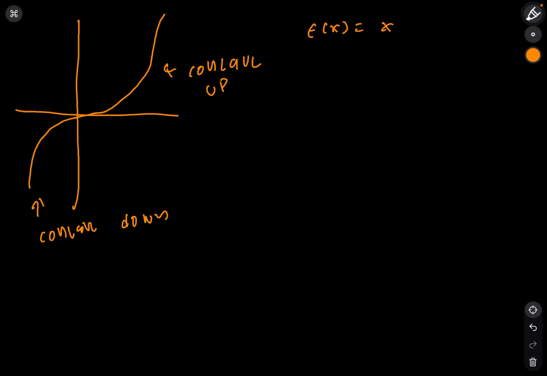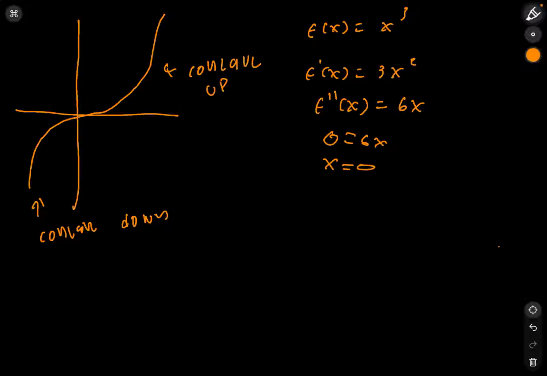f of x is equal to x to the third. f prime of x is equal to 3x squared. So then let's find f double prime of x, which is equal to 6x. Now from here, we set it equal to 0, 0 is equal to 6x, so therefore x is just equal to 0. So let's find if it's really concave down or concave up. Just like we did for the critical numbers for f of x, we also have to do the sign chart for f prime of x or f double prime of x.